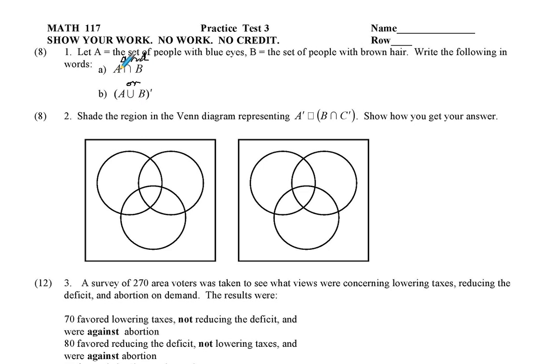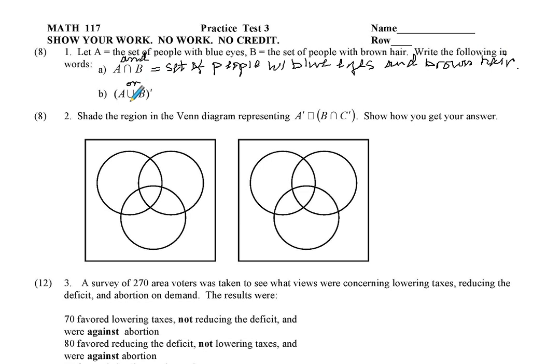So this set is going to be the set of all people that have blue eyes and brown hair at the same time. So this is a set of people with blue eyes and brown hair. And so that one wasn't too bad.